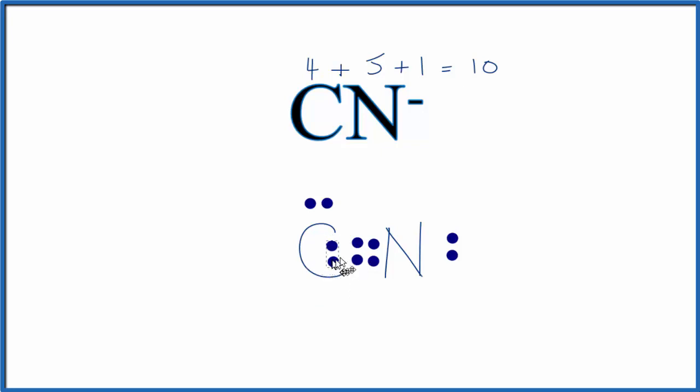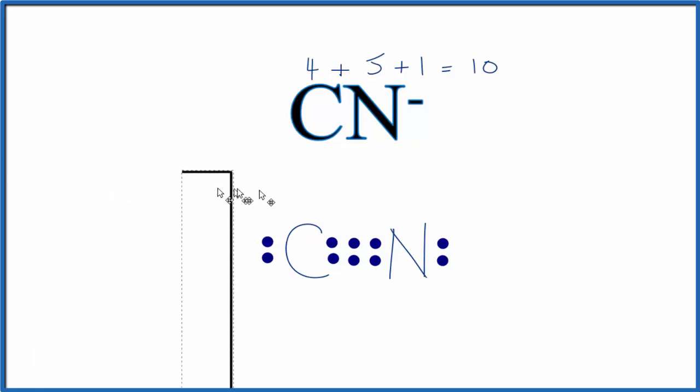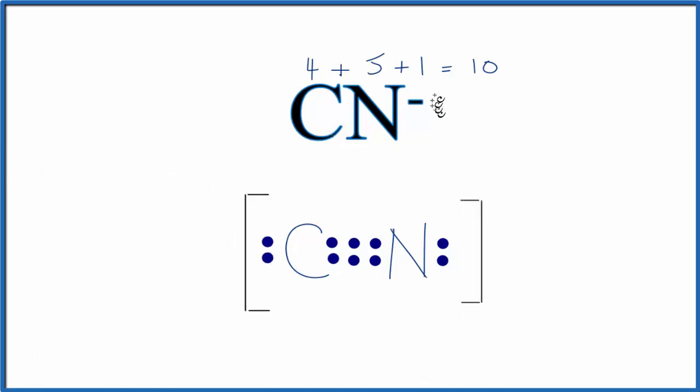So now we have 8 around the carbon and 8 around the nitrogen. So this is the Lewis structure for the cyanide ion. I'm going to move these down here for symmetry. And then we need to put our brackets around. And since it's the negative ion, we'll put our negative charge out here.